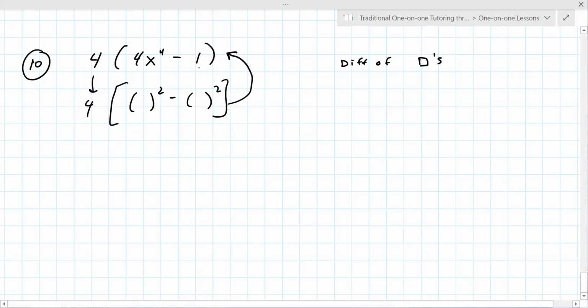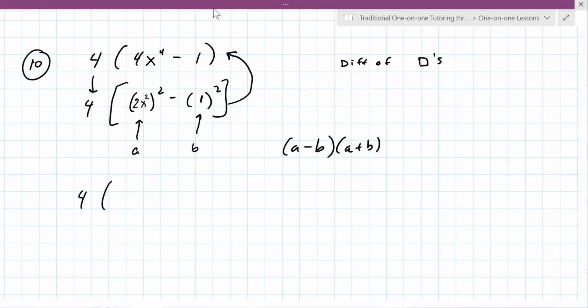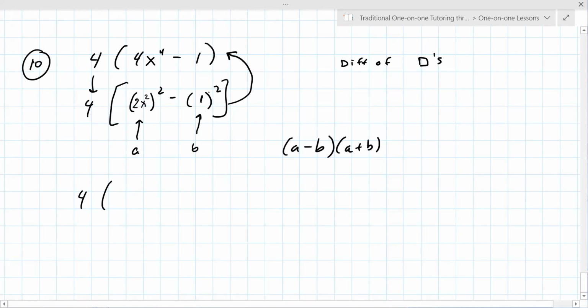Okay. So what squared gets you to 1? Well, that's easy. It's 1. But for 4, maybe you know that that's 2. And what do you square to get back to x to the 4th? Well, it's x squared. And this is your a, and this is your b. So remember, it's a minus b, a plus b. You ignore the squares. Once you figure out what a is, you just exclude those. So it's 4 times 2x squared minus 1, 2x squared plus 1. Okay.